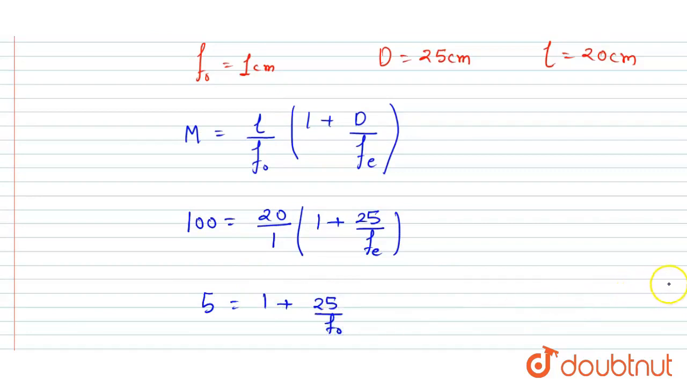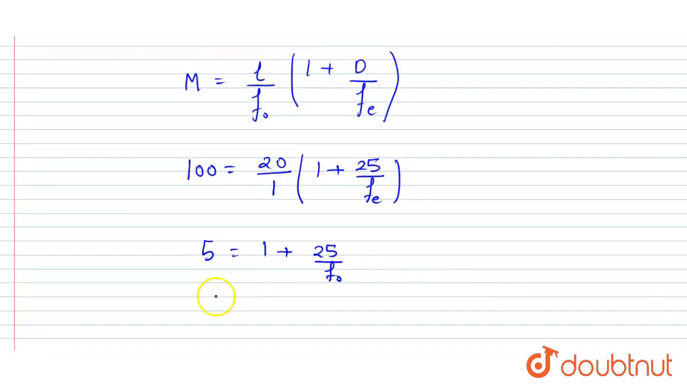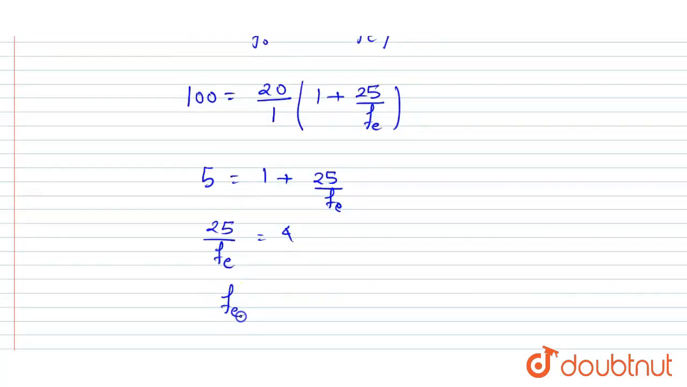So if you further solve it, then you will get 25 by f_e is equal to 4. So from here you will get the f_e is equal to 25 by 4, that is 6.25, and this will be your answer.